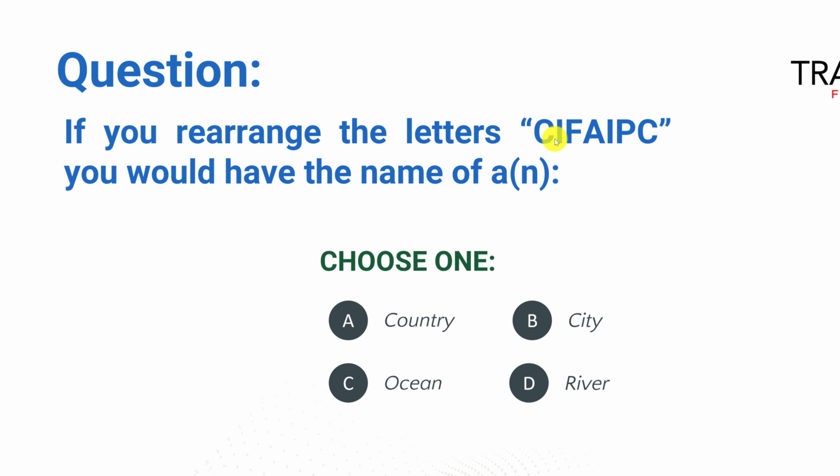You can't rearrange this set of letters to get to the country. You can't rearrange it to get to the ocean letter or to any one of these letters. It is a country name that would be a result of this rearrangement, or an ocean name, or a city name, or a river name. So let's see if you can get this one correctly.